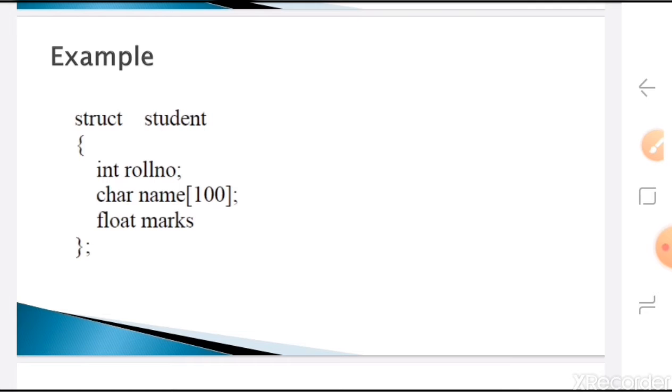So roll number is one variable I am defining, that is of type integer. Then a student may have a name, so I am giving a variable called name of 100 bytes, and that is nothing but a string, that's why we give it as char. Then we are giving marks, one subject's marks we are considering here. So that marks may be a float type.